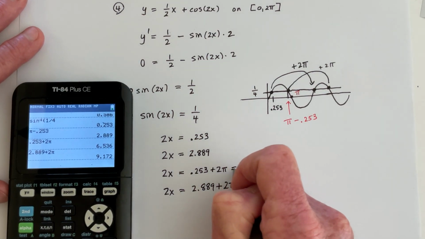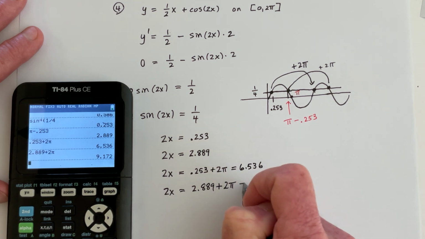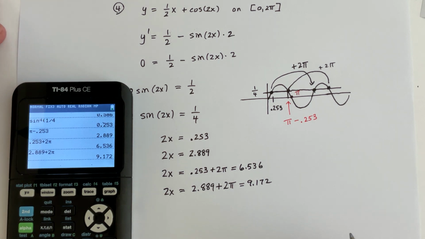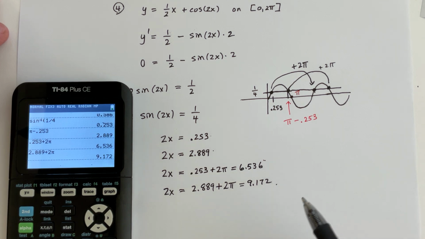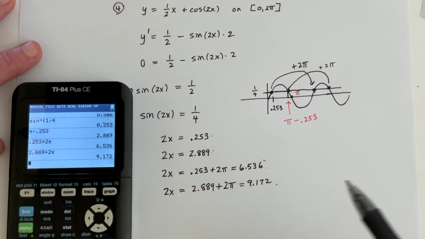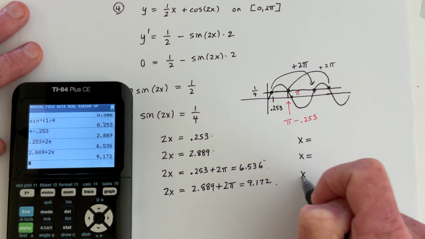So this one is 6.536 and this one is 9.172. Okay, notice that all of those say 2x equals. So whenever you're looking for multiple answers, you find all of the answers, in this case 4 of them, leaving the 2x until the very last step. Now divide each and every one of these by 2. So here are my 4 answers.